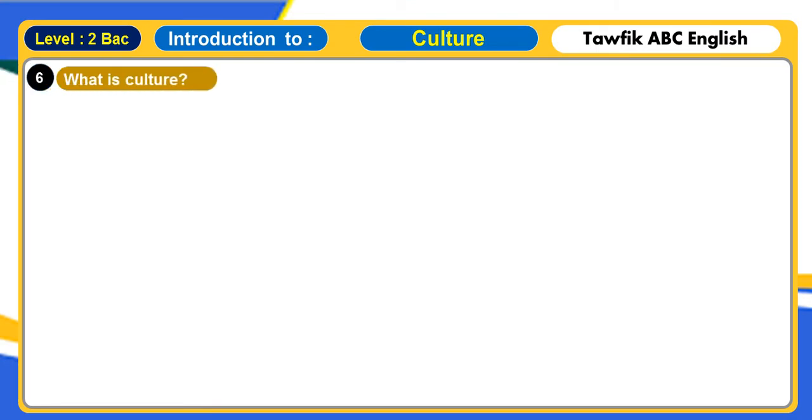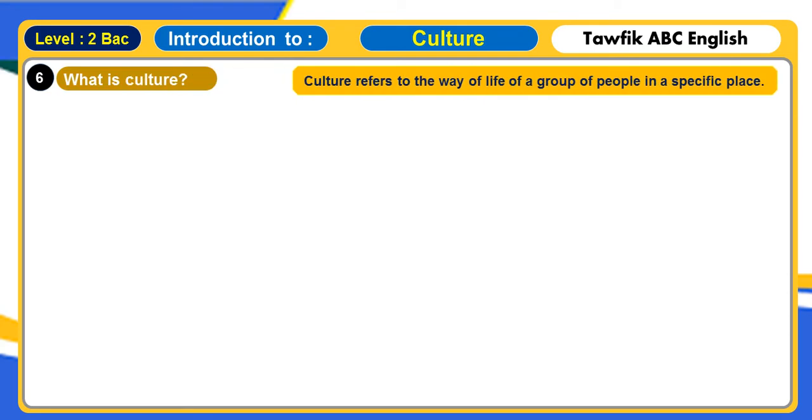Next, what is culture? A simple definition of culture is that culture refers to the way of life of a group of people in a specific place. كتعريف بسيط ومبسط للثقافة تنقولوا هي أسلوب حياة، منهج حياة، lifestyle. In other words, we can say it's the way of life or the lifestyle of a group of people in a specific area. عندنا ثلاثة ديال الحاجات: lifestyle, group of people, specific area. يعني lifestyle أسلوب حياة ديال واحد مجموعة ديال الأشخاص في واحد المكان محدد.